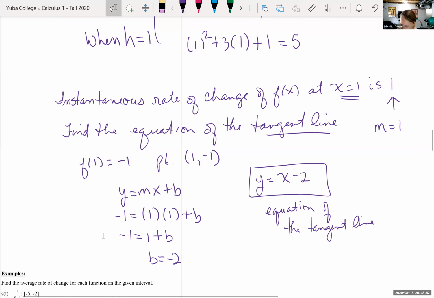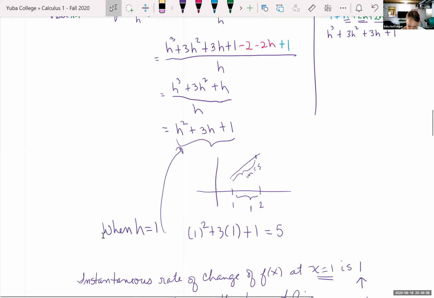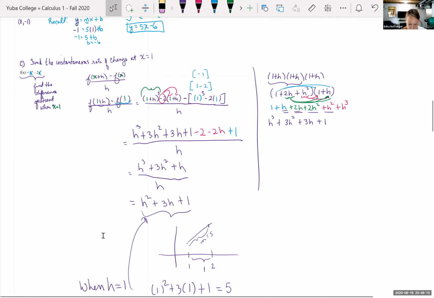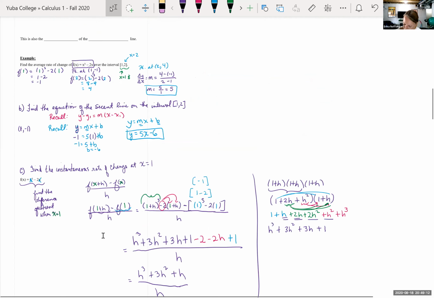Okay, so let me just write those down real quick, and I just want to show you the graphs, and then we'll stop right there. So we have y equals x minus 2. We saw the other one, the secant line was y equals 5x minus 6. The function was x cubed minus 2x.